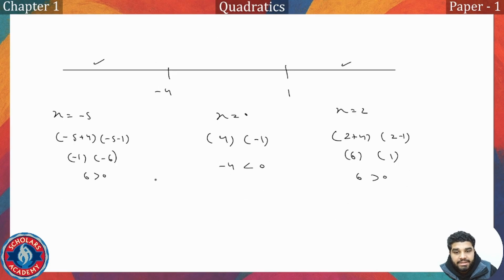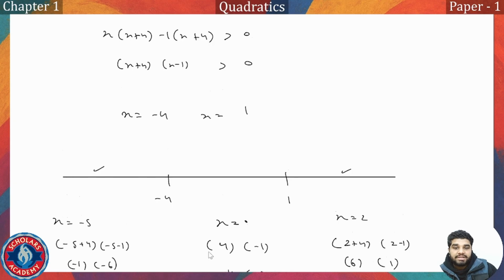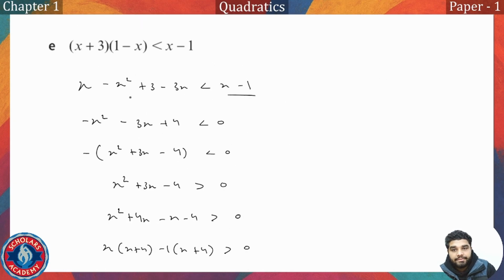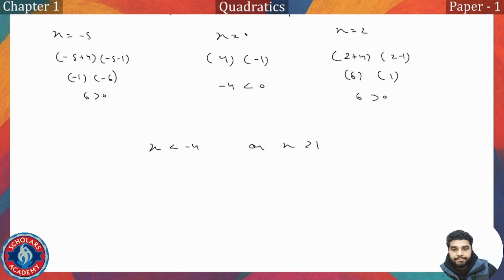So the intervals that we are taking are when x is less than negative 4 or when x is greater than 1. Alright, so these two intervals satisfy this inequality over here. Right, let's move forward.